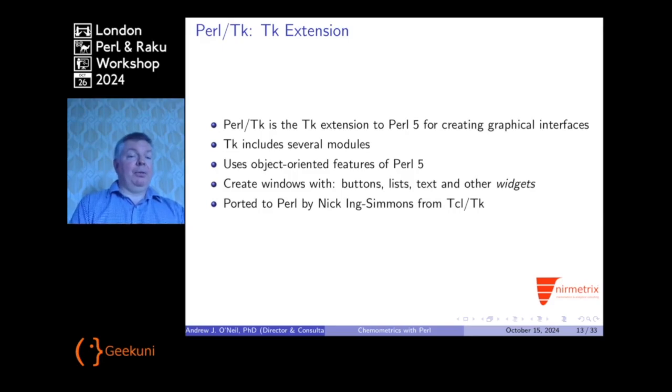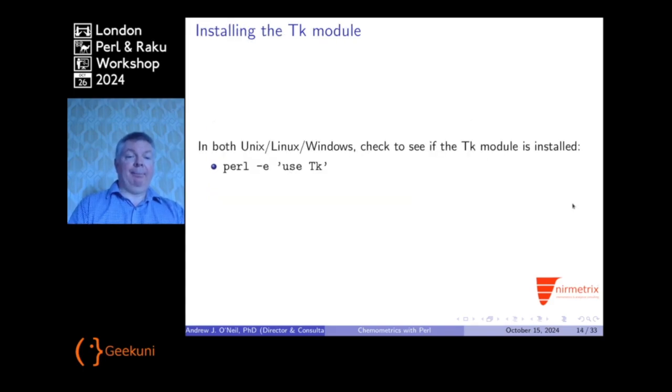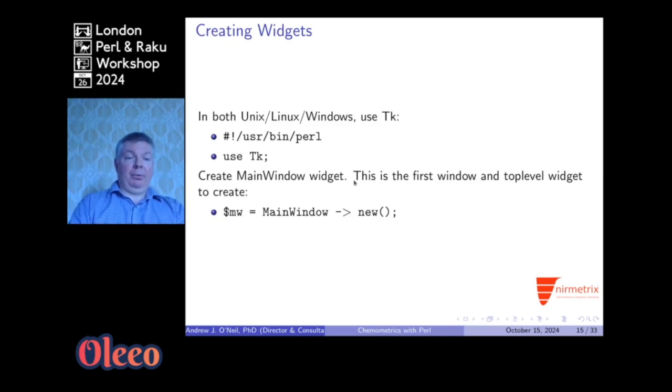So Perl/Tk is the Tk extension for Perl 5 for creating a graphical user interface. And Tk itself includes several different modules. It's object-oriented, and you can create windows with it, which are, I think, called widgets, buttons, lists, and text and other things like that you can put into it. And it was ported to Perl by Nick Ing-Simmons from Tcl/Tk. So if you wish to test whether you've got the Tk module installed, on the command line you just type perl -E 'use Tk'. And if you don't get anything when you hit return, then you've got it installed on your system.